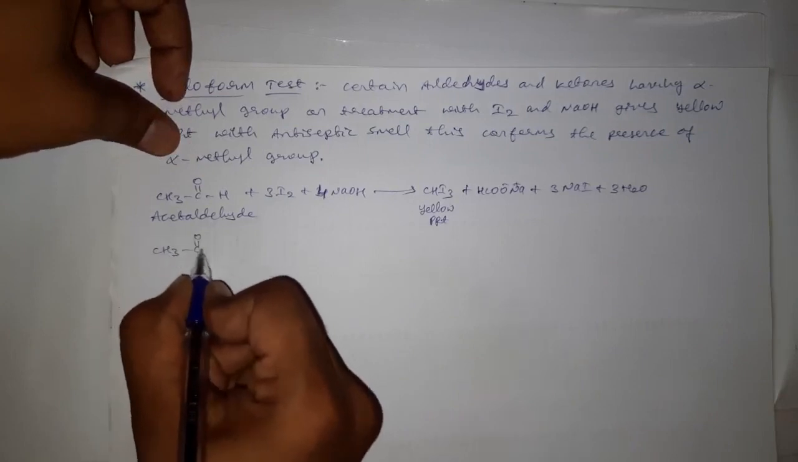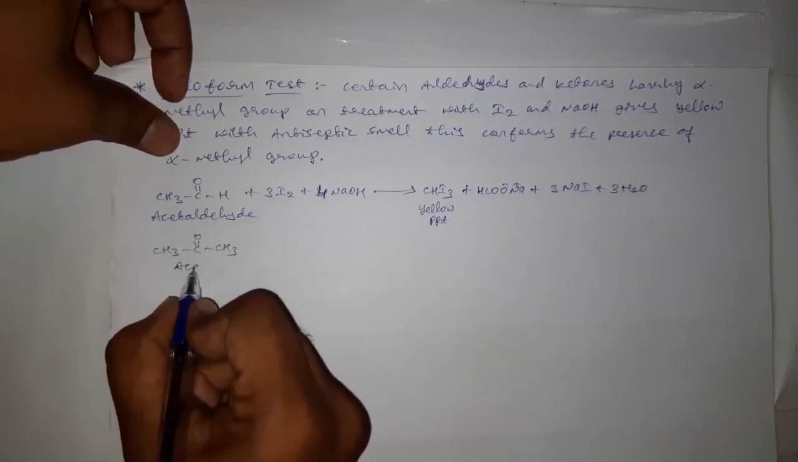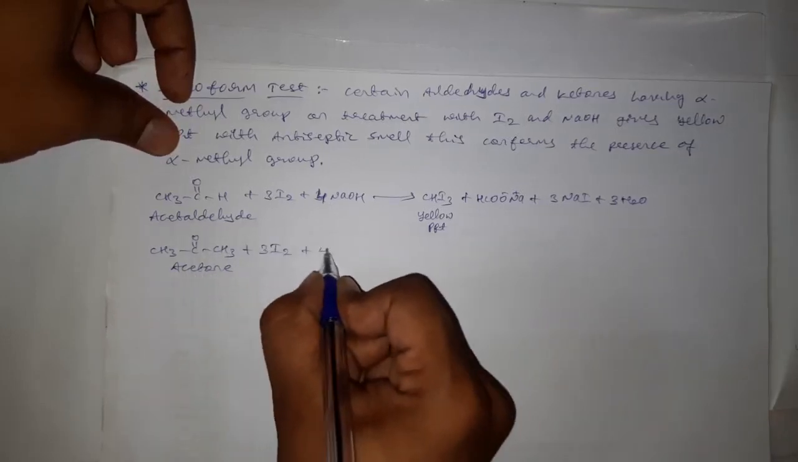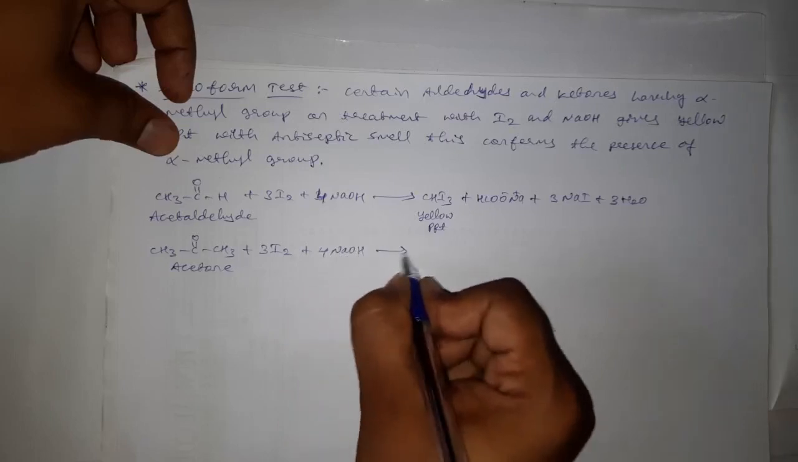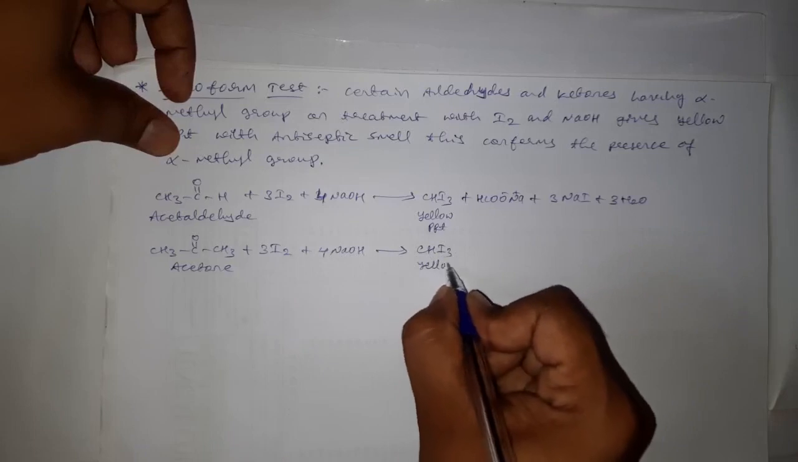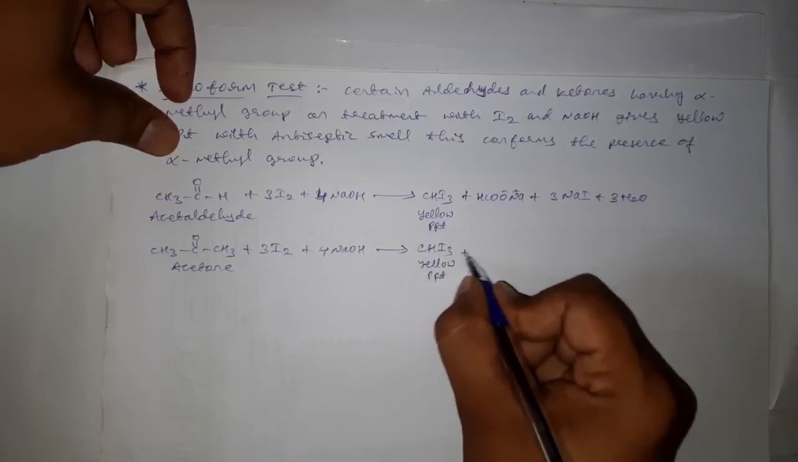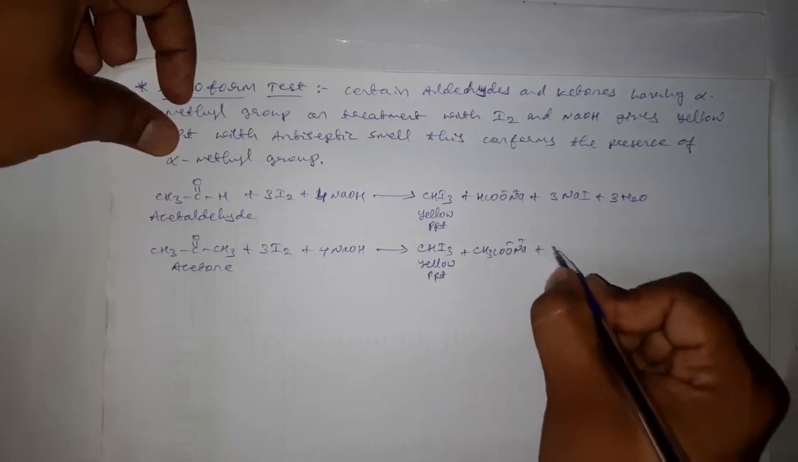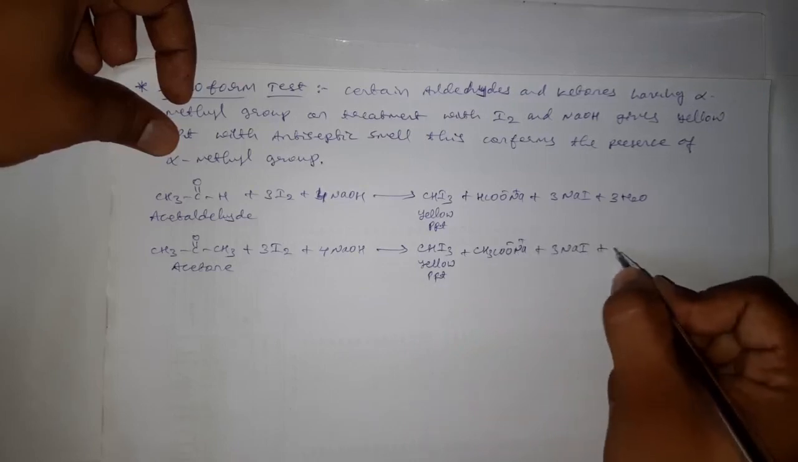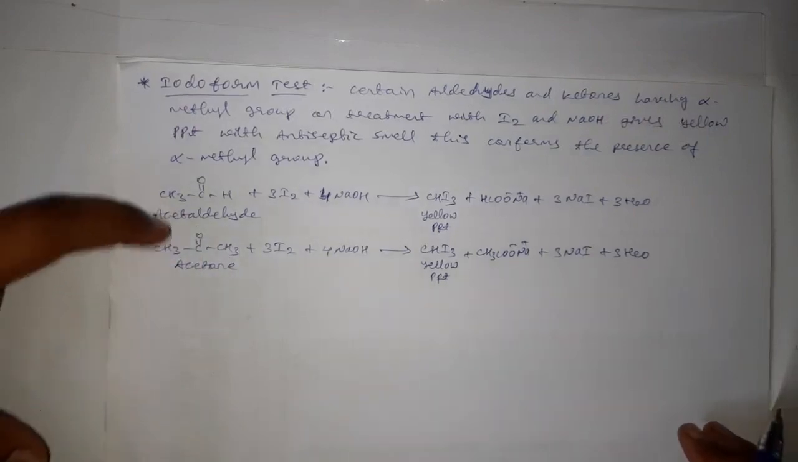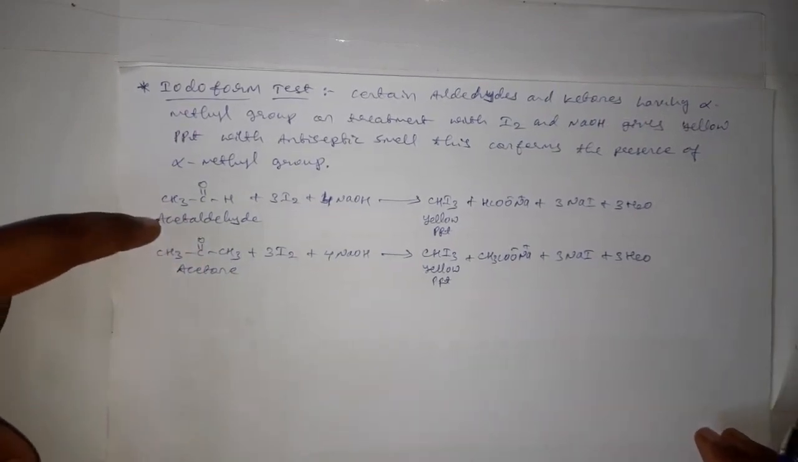Or we can take CH3 C double bond O CH3, acetone. When it is treated with 3 moles of iodine and 4 moles of sodium hydroxide, we will get CHI3, which is a yellow precipitate, plus CH3COO minus Na plus, 3 moles of sodium iodide, plus 3 moles of water. Okay, these are the examples for the iodoform test for aldehydes and ketones which are having alpha methyl group.